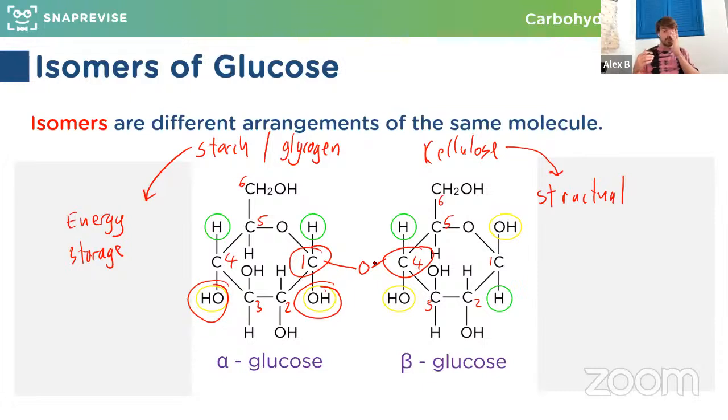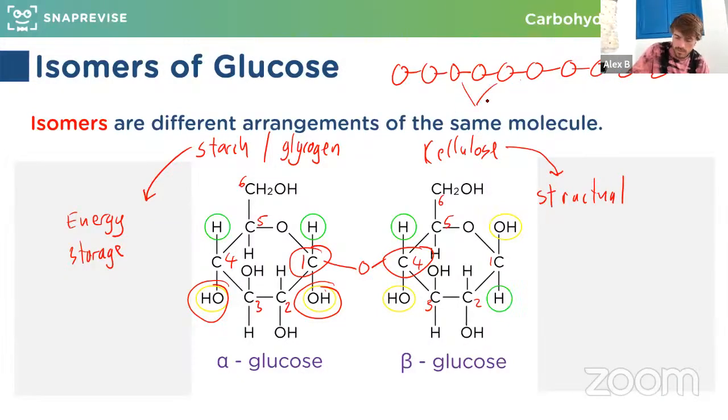If you get lots of 1,4 bonding all joining together, you basically get a long, unbranching chain of alpha glucose molecules, like this. If you chuck a 1,6 bond into the mix, this adds a branch. So these are all 1,4 bonds, 1,4, 1,4, 1,4. If you chuck in a 1,6, you get a branch. So this would be a 1,6 bond, and then again you can extend this chain. These would also be 1,4 bonds.